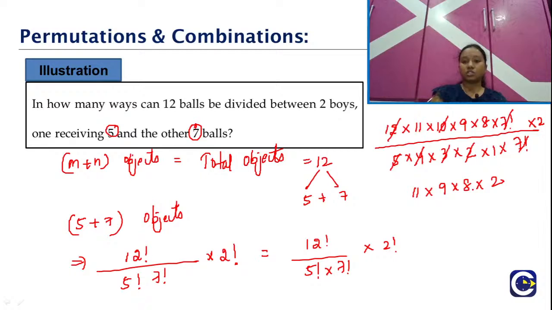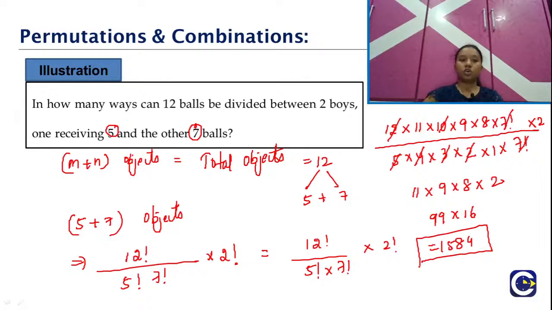So 8 twos are 16. 11 into 9 is 99. So 16 into 99 will be 1584. So the number of ways that 12 balls can be divided between two boys, so that one receives 5 and the other receives 7 balls, is given by 1584 ways.